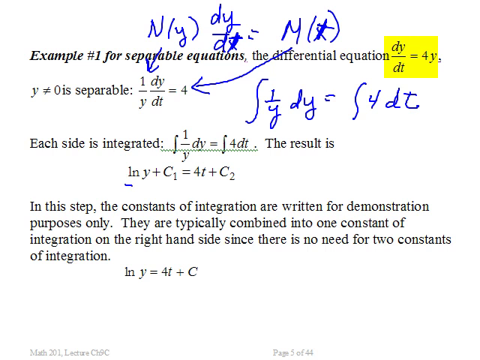When you integrate 1 over y, you get the natural log of y plus c1 because it's an indefinite integral. When I integrate 4, I get 4 times t plus c2.